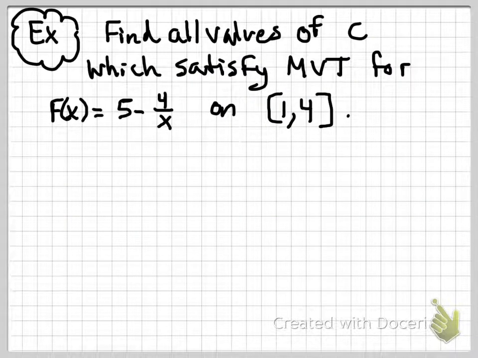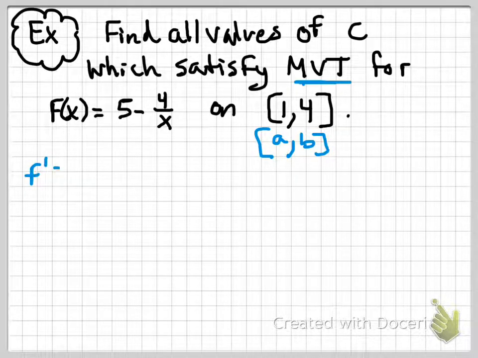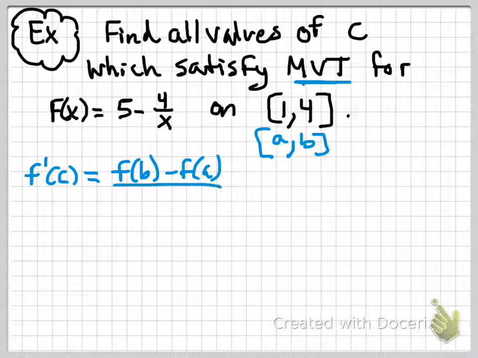We're going to apply this theorem and try a problem. So this is what's going to be on kind of like your worksheet in your homework. It says find all values of C which satisfy MVT for f of x equals 5 minus 4 over x on the interval 1 to 4. So we want to find all values where the instantaneous rate of change equals the average rate of change. So this is kind of like our A to B from 1 to 4. So when I look at this, I'm thinking, I have to find a time when f prime of C, some number, is equal to f of b minus f of a all over b minus a.